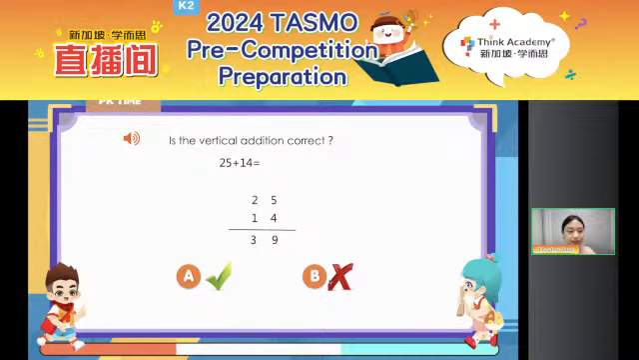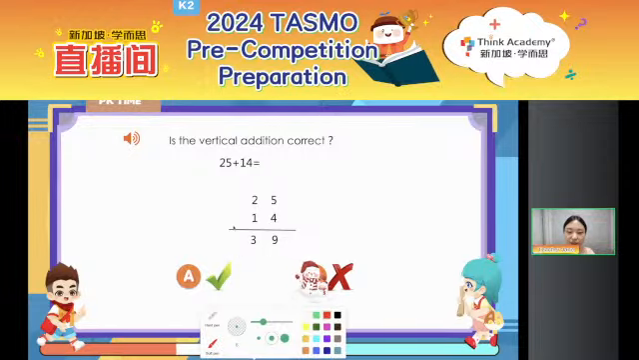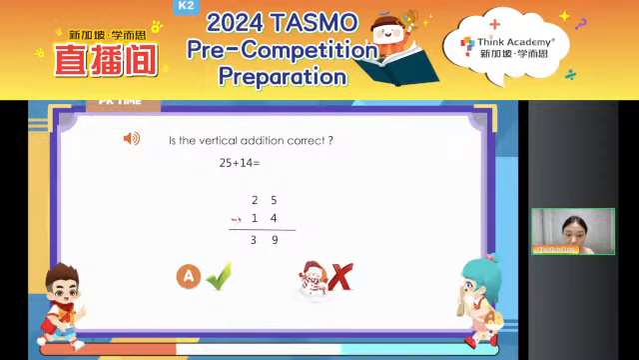Yes or no? A or B? Yes, also B, right? Because we can see this time we forgot to write down the plus sign. Oh, if we don't write down the sign, who knows if it is a plus or minus, right? Good job, everyone. So be very careful.